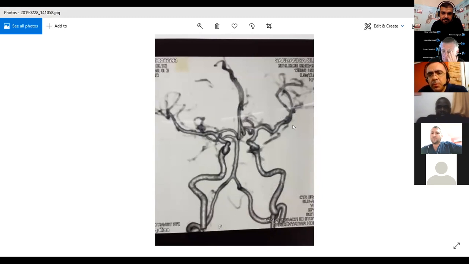So you think this is a cavernoma? For me, it was a cavernoma, but I need to listen to Dr. Marco and Dr. Matti's opinion also. For me, it's a cavernoma, as an initial impression.